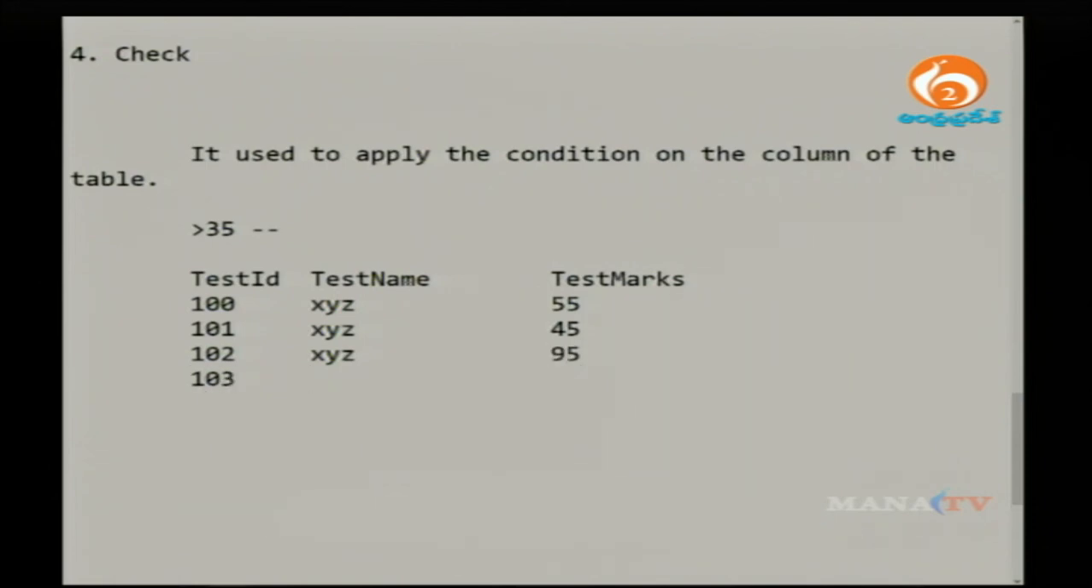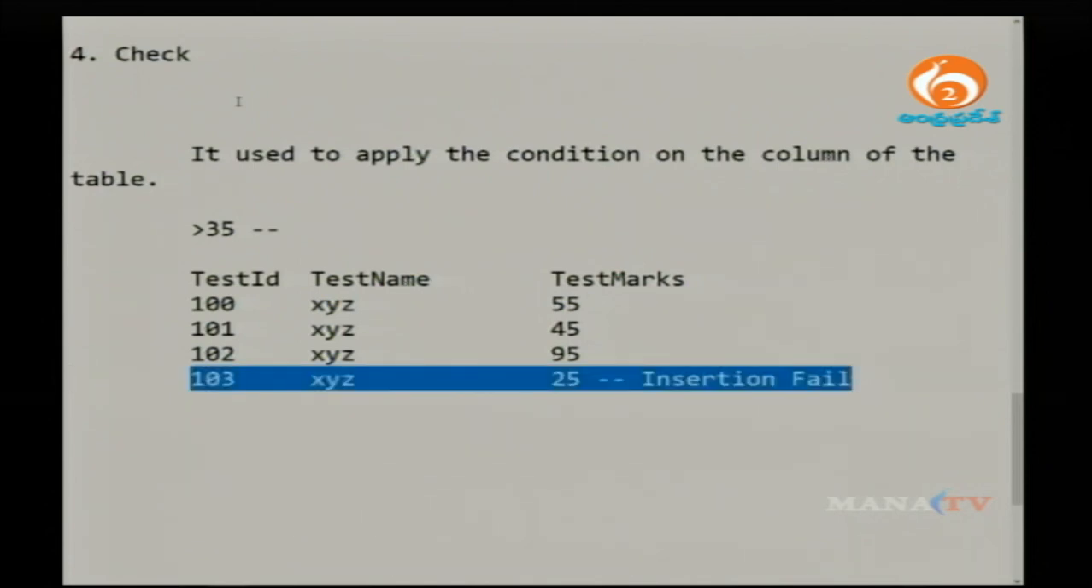If I say 101, same test name is XYZ, if I am trying to insert a record with marks of 25, this has to be failed. Insertion has to be failed for the record of 103, because we have set the condition what? We have set the condition like it has to be greater than 35, right. So, whenever I am trying to insert the record of 103, if you got marks of 25, this record is supposed to not be inserted.